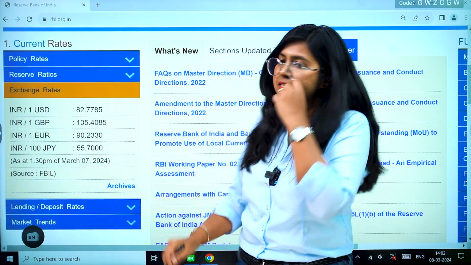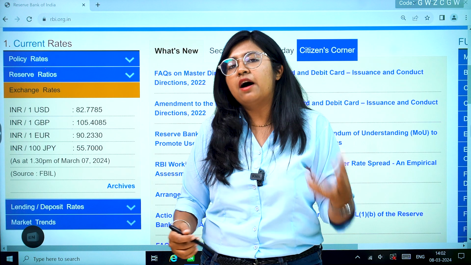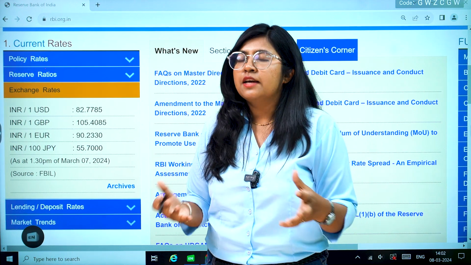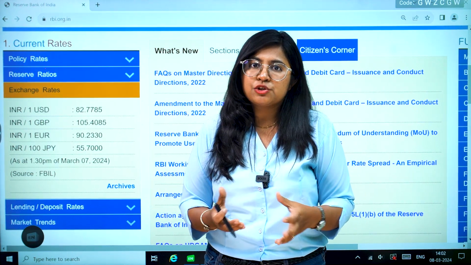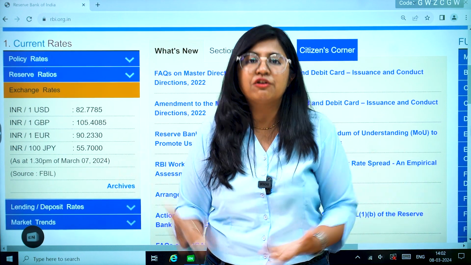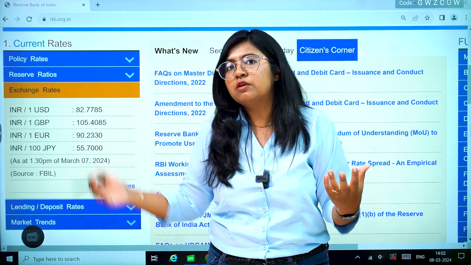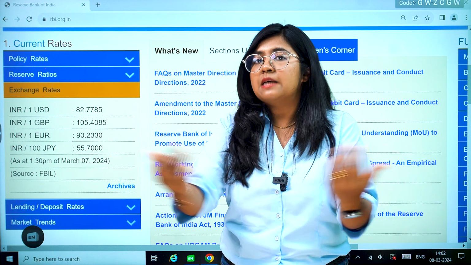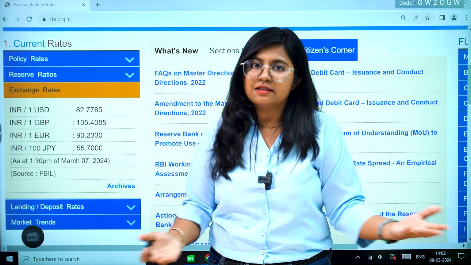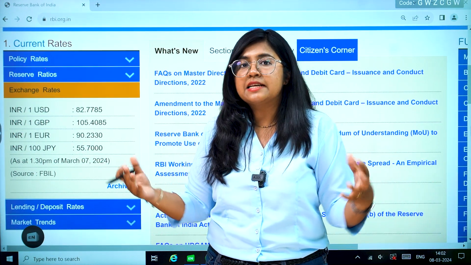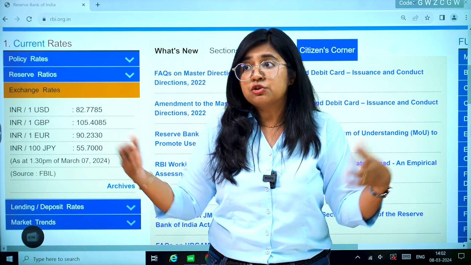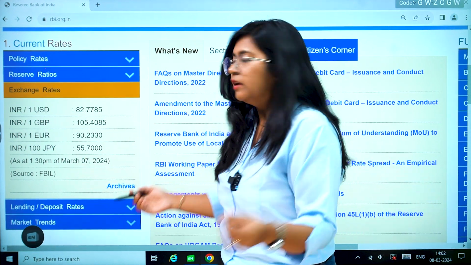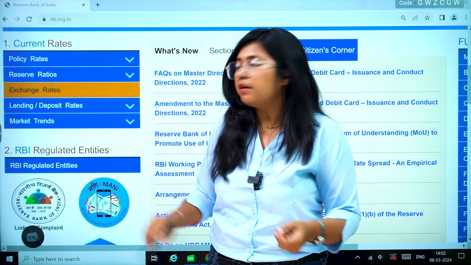Then exchange rates. Exchange rates are important for you all to understand and know, because if you are attempting this examination, this is some common general knowledge that you need to be aware about, specifically with respect to some universal currencies and some currencies that often trading is happening within. So exchange rates are important.